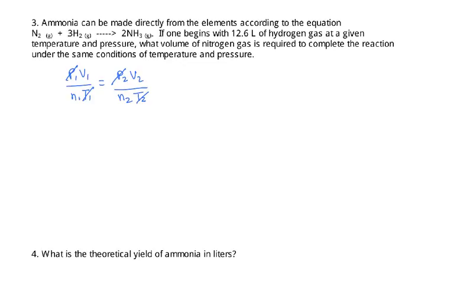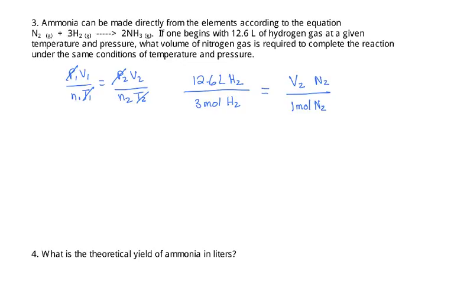So we have for our initial volume 12.6 liters. That's for hydrogen, and that's 3 moles of hydrogen. Our final volume is what we're looking for, the volume for nitrogen, and we have 1 mole of N2. Now, how come I can relate these two?